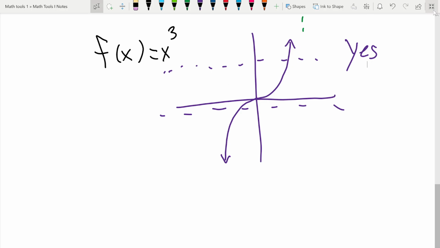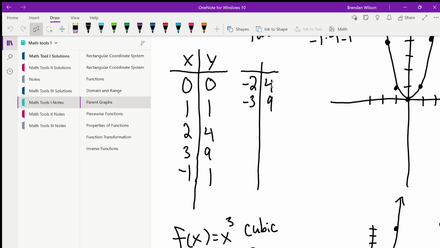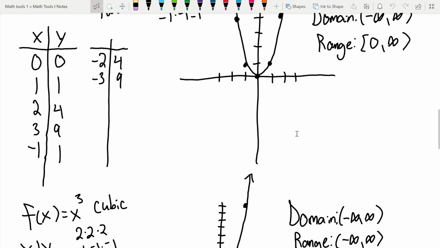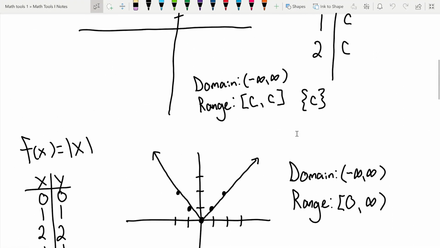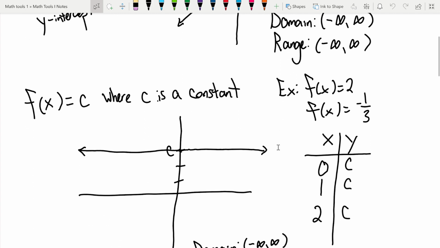Maybe it's quicker if we just look exactly at the parent graphs that we went over in a previous video here, and just go through, okay, is this invertible? Is it not invertible? So straight line, it is invertible. Horizontal line test, that's all we're thinking about. It's going to pass the horizontal line test. Constant function, not invertible. It's going to fail the horizontal line test right here.